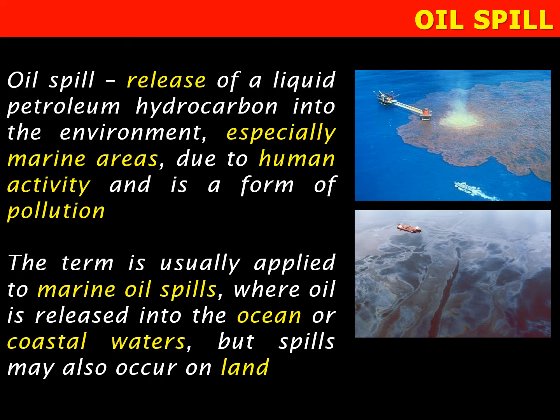An oil spill can be defined as a release of a liquid petroleum hydrocarbon into the environment, especially marine areas, due to human activity, and is a form of pollution. The term is usually applied to marine oil spills, where oil is released into the ocean or coastal waters, but spills may also occur on land.